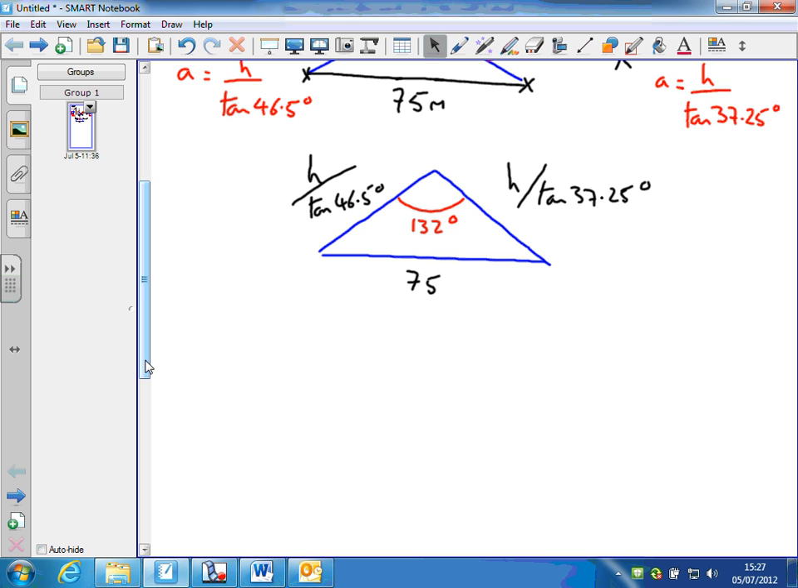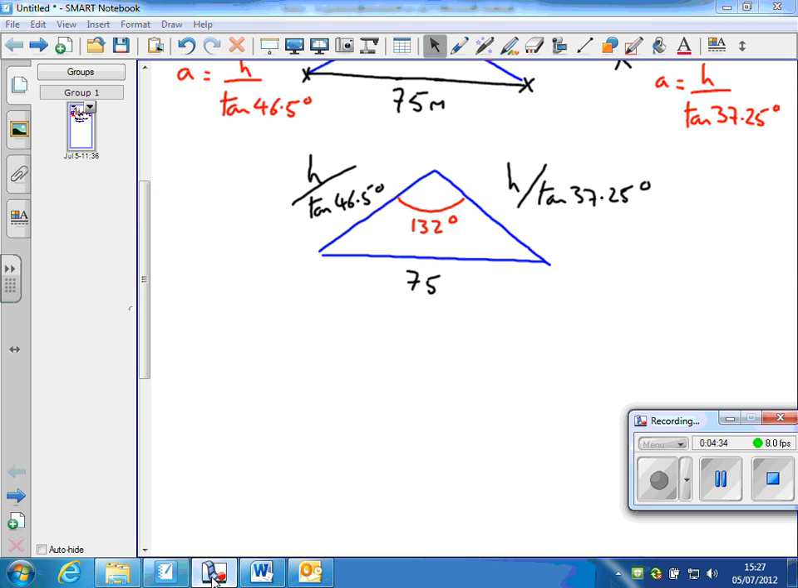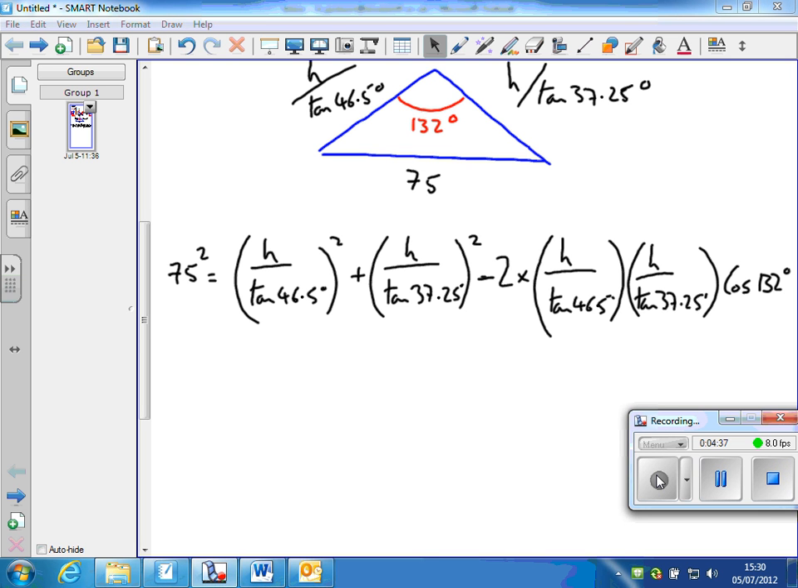We'll now see if you can work from there and work out what h is. So using the cosine rule, we can write this. 75 squared, which is the side opposite the angle we know, so that would be, say, a squared, equals the other two sides squared, b squared plus c squared, minus 2 times b times c times the cos of 132. So now it's just a case of working out what that is, part by part, and trying to get h on its own. So there's an equation to solve. Have a go.